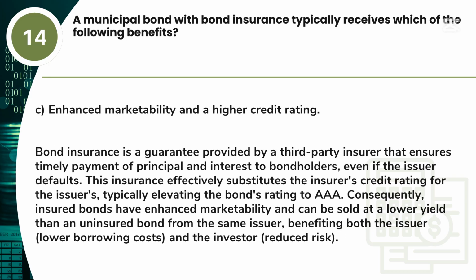Answer: C. Enhanced marketability and a higher credit rating. Bond insurance is a guarantee provided by a third-party insurer that ensures timely payment of principal and interest to bondholders, even if the issuer defaults. This insurance effectively substitutes the insurer's credit rating for the issuer's, typically elevating the bond's rating to AAA. Consequently, insured bonds have enhanced marketability and can be sold at a lower yield than an uninsured bond from the same issuer, benefiting both the issuer, through lower borrowing costs, and the investor, through reduced risk.